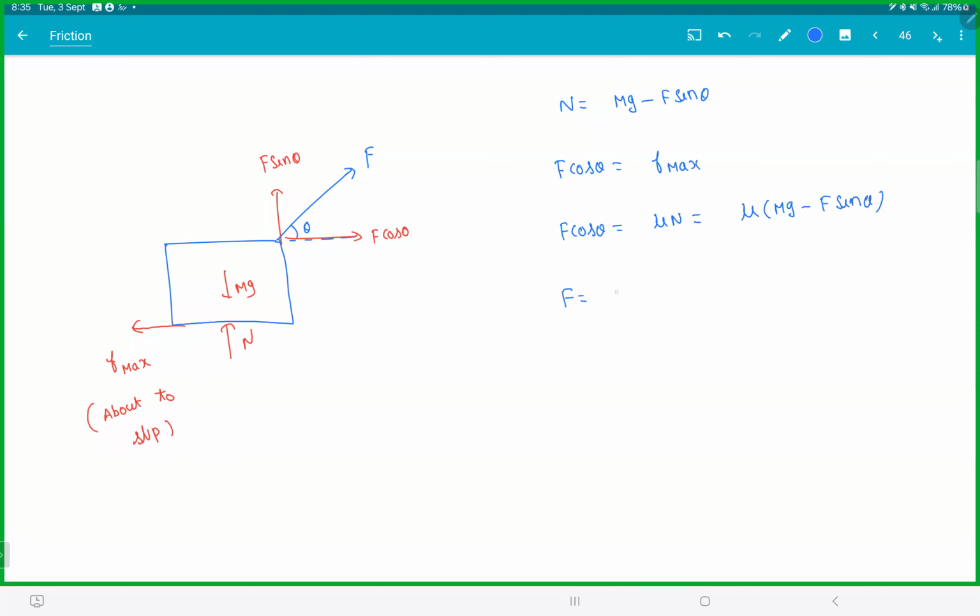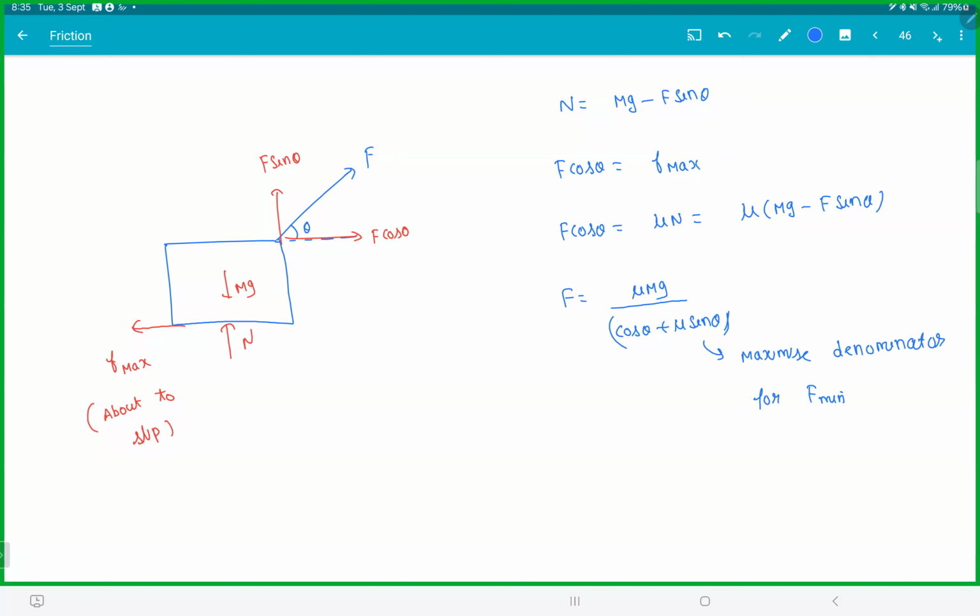So from here we get F is equal to mu mg by (cos theta plus mu sin theta). So to make it minimum, we need to maximize this. Maximize the denominator for F minimum.